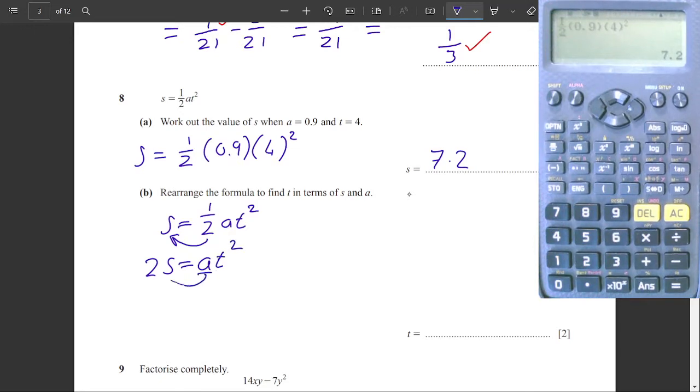The next thing is the A, so we divide by A, so it's 2S divided by A equals T squared. And the last thing, get rid of the square, and for that we square root. So we're going to square root everything, and that is T. Make sure that the square root covers everything it has to cover. You can add a plus and a minus in front, you don't have to. Just remember when we square a negative number, it also becomes positive. But that plus and minus is not essential for getting full marks.